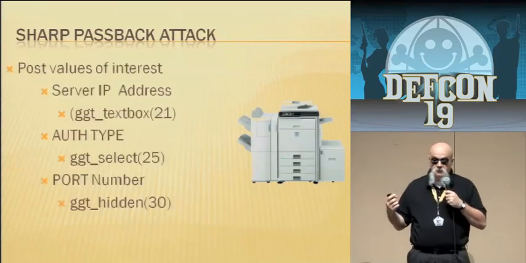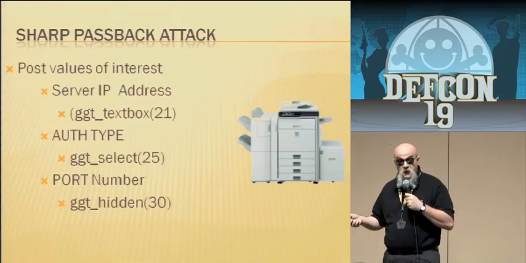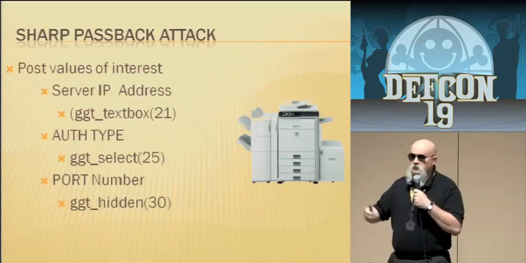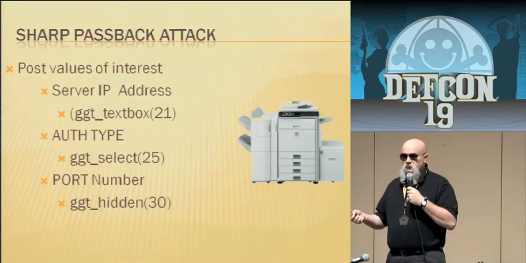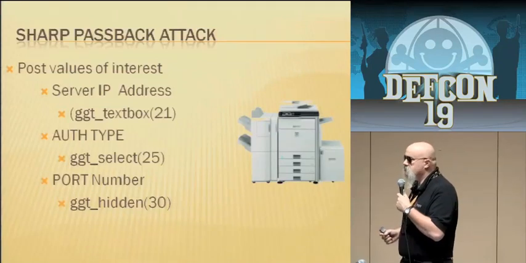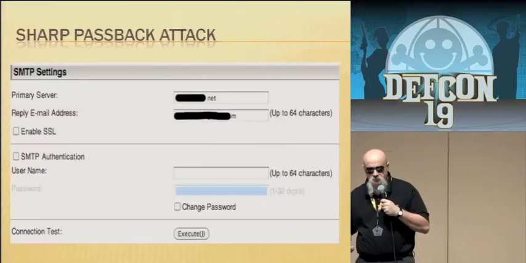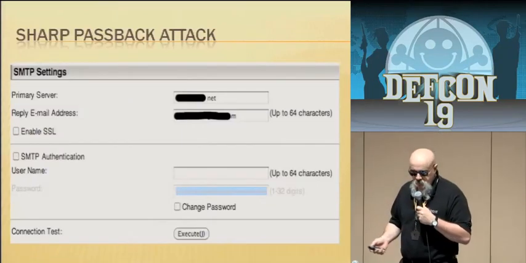These are the 3 fields on the Sharp printer that we want to alter: the server IP address, the auth type. Because remember, it may be configured to do NTLM or Kerberos, but during the test function, you can say, let's just do it in plain text. That way you capture it back. And here is the screen for the Sharp for the SMTP settings also.